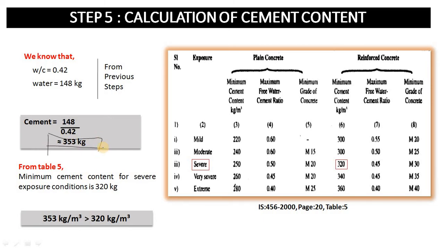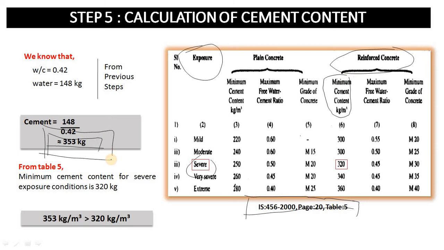We will check with the IS 456. So move on to the IS 456 2000, page number 20, table number 5, where you will have the column of exposure condition as well as the reinforced concrete. The condition is severe, and in reinforced concrete column we have to see the minimum cement content. The minimum cement content is 350, and the cement content which we have obtained is 353 kg. So it is okay. Here we have completed the cement content.